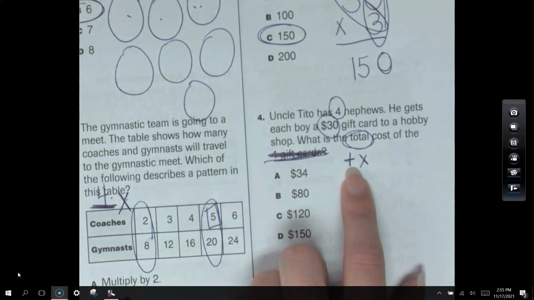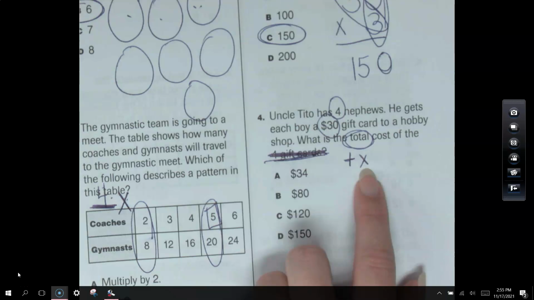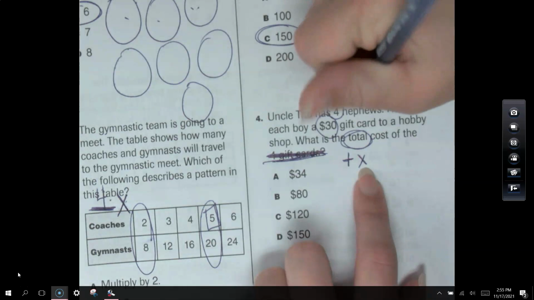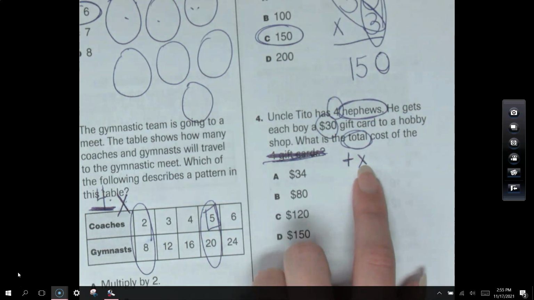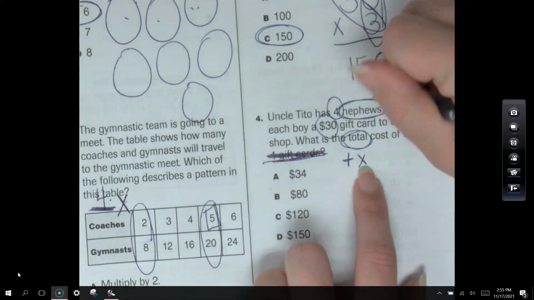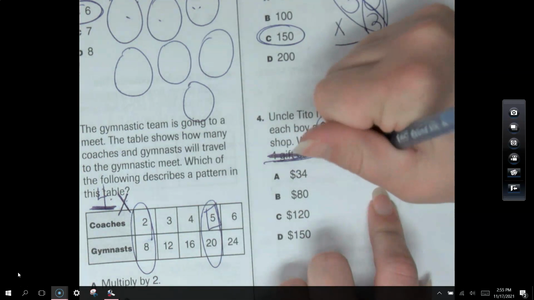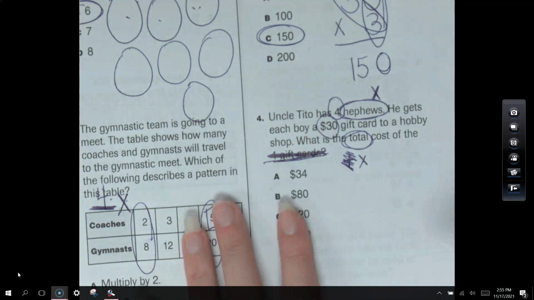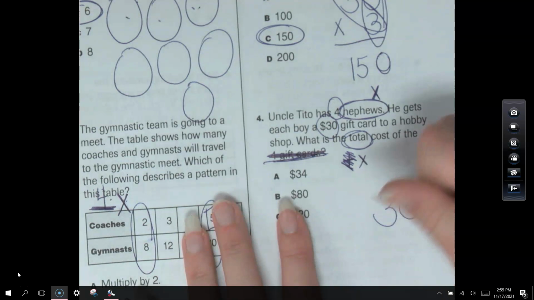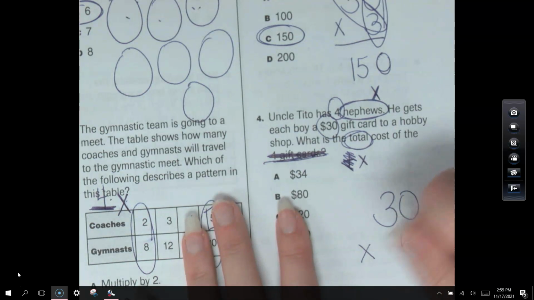Well, adding means no groups. Multiply means groups. Do you have groups? If you said yes, you are correct. Nephews is a group of people. Therefore, it means to multiply. So cross off your plus sign, and let's set this up. 30 times 4.